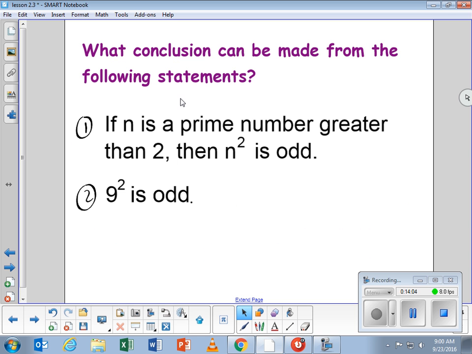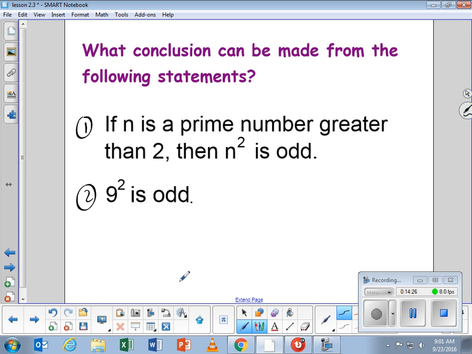What conclusion can be made from the following statements? If n is a prime number greater than 2, then n squared is odd. The second statement is 9 squared is odd. And pause while you copy that down and we'll talk about it.